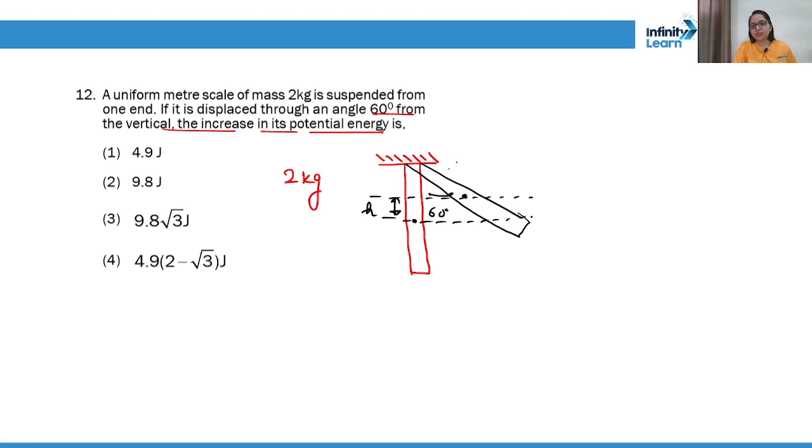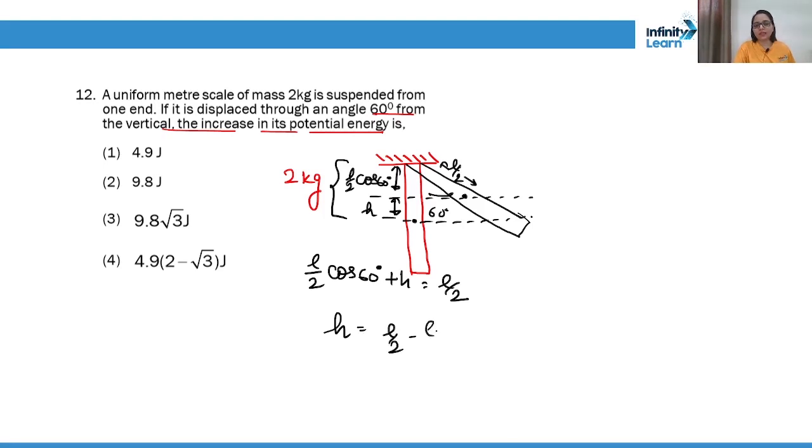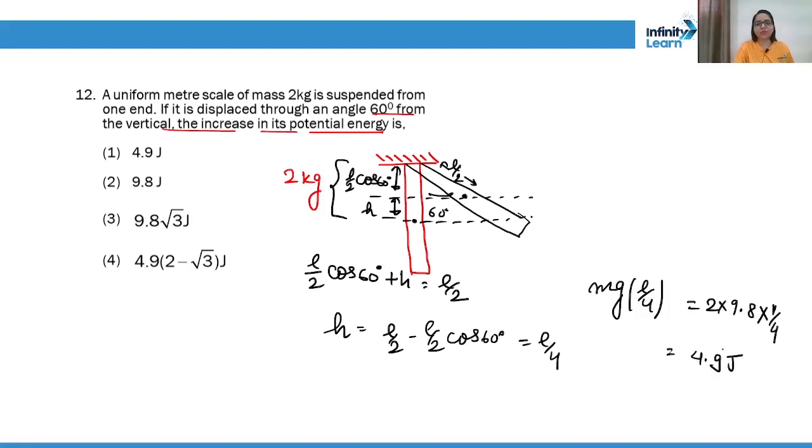Okay, now this is L by 2. Right, so this length will be L by 2 cos 60 degree. So L by 2 cos 60 degree plus height is equal to L by 2 for this one, right? So height will be L by 2 minus L by 2 cos 60 degree, which is equal to L by 4. So the height increase is L by 4, right? So the increase in potential energy will be mgh, which is L by 4. M is 2, g is 9.8 and L by 4, that is 1 by 4, and that is equal to 4.9 joules, which is option 1.